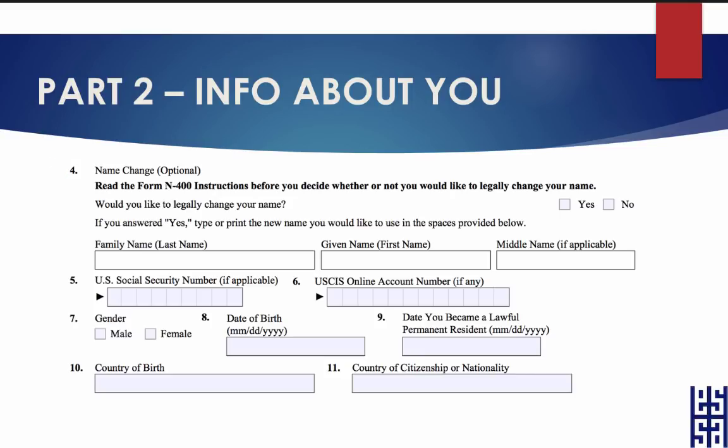All right. Okay, next, provide your social security number, your online account number, if you have one, your gender, your date of birth, the date you became a lawful permanent resident. Please use the date here, the date you became a lawful permanent resident. It's the one on your green card. Okay. Provide the name of your country of birth. If the name has changed, write the name of the country at the time of your birth. And then for number 11, provide your current country of citizenship or nationality.